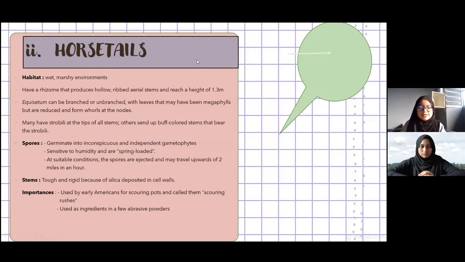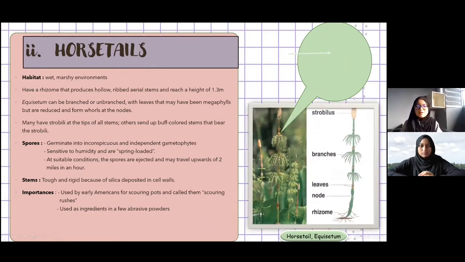Okay, so next, I will describe one of the 3 types of pteridophytes, which is the horsetails. These horsetails only have one genus, which is Equisetum. This is the picture of horsetails. Horsetails live in wet and marshy environments. They have a rhizome that produces hollow, ribbed aerial stems and reach a height of 1.3 meters. In this picture, this is the rhizome of these horsetails.